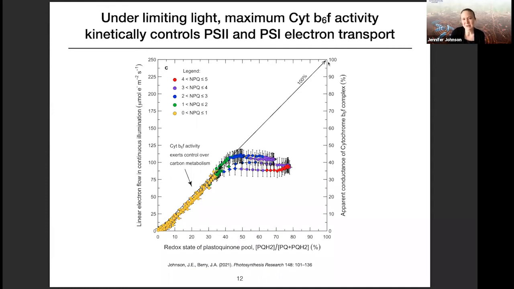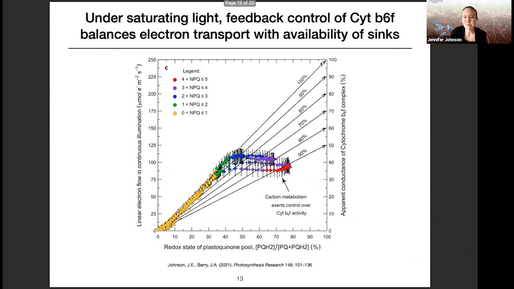Now, as you go up the light response, in the steady state, we never see electron transport going this fast. Instead, what happens is that at the light saturation point, feedback control sets in from carbon metabolism and restricts the speed of electron transport to a rate that the activity of the downstream sinks can keep up with.